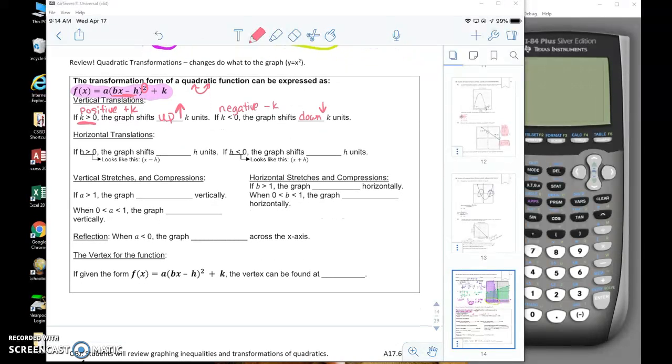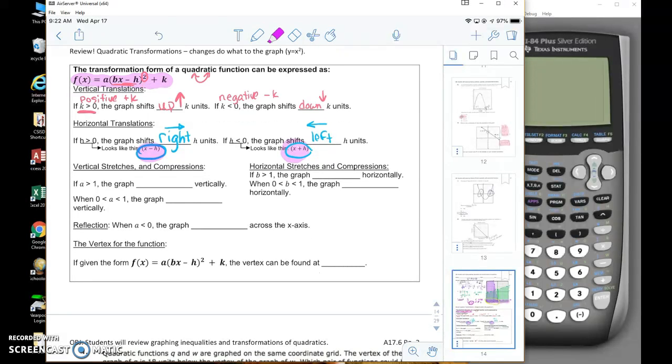If we are inside of the parentheses, h, remember everything inside the parentheses is opposite. If we have x minus h, so x minus a number inside the parentheses, then our graph actually goes to the right h units. So if it's x minus 4 inside the parentheses, then our graph goes to the right 4 spaces. If we have x plus h, then our graph actually moves to the left. So if we have x plus 1 inside parentheses, our graph goes to the left 1 unit.